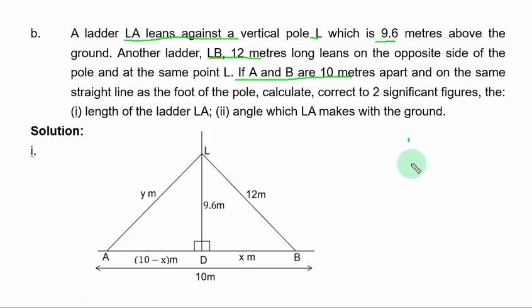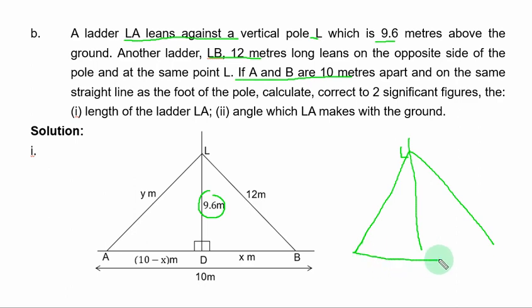So you have the vertical pole. The pole has a point on it, L. So the first ladder LA leans on this side. The length of the pole is 9.6 meters, and from the same point you have the second ladder LB somewhere here. Both are on the same ground level with the pole, so you can join the level together. The length of the second ladder is 12 meters. Then the length of the first ladder is unknown, so let it be y meters.